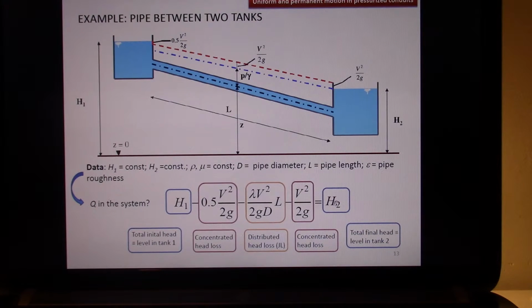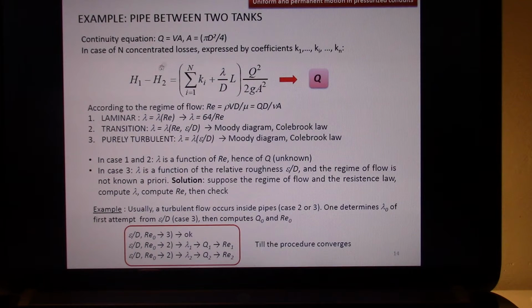So, from this equation right here, you can take H1 minus H2 and bring 1, 2, 3 on the right side of the equation, and in the end you obtain this formula, which says that the difference of the first and the final heads is equal to the total losses inside your system. Right now, your only unknown parameter is exactly Q, so you can compute Q starting from this equation.